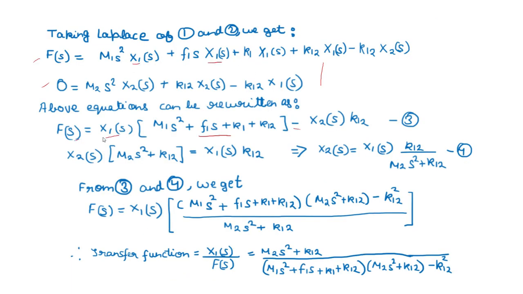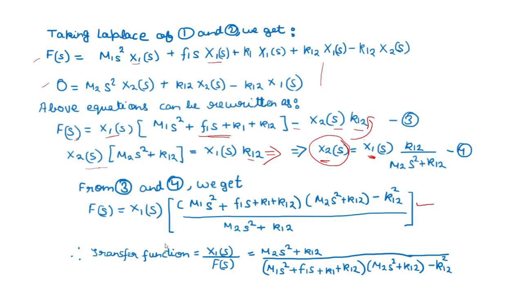So we get Fs is equal to x1 into this minus x2 into this, and x2 into this is equal to x1 into this. So from this equation you can find the value of x2 in terms of x1, and then you will place this value of x2 here. So we will get this equation.